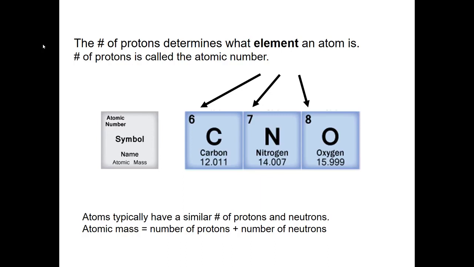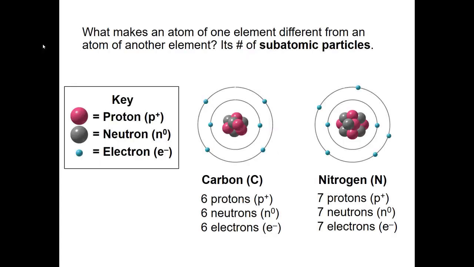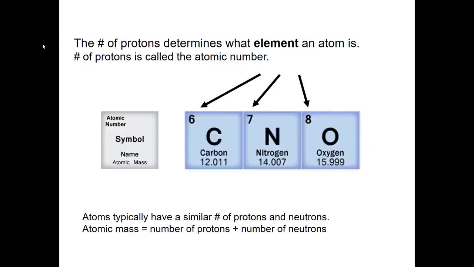Hold on. So atoms will typically have a similar number of protons and neutrons, and that's what we saw here. Right, 6 protons, 6 neutrons in our carbon, 7 protons, 7 neutrons in our nitrogen. So typically it's around the same number, although sometimes you have an atom of carbon with 6 protons and 7 neutrons. So there's a little bit of variation in the number of neutrons a particular atom can have. And we can define this term atomic mass as the number of protons plus the number of neutrons.